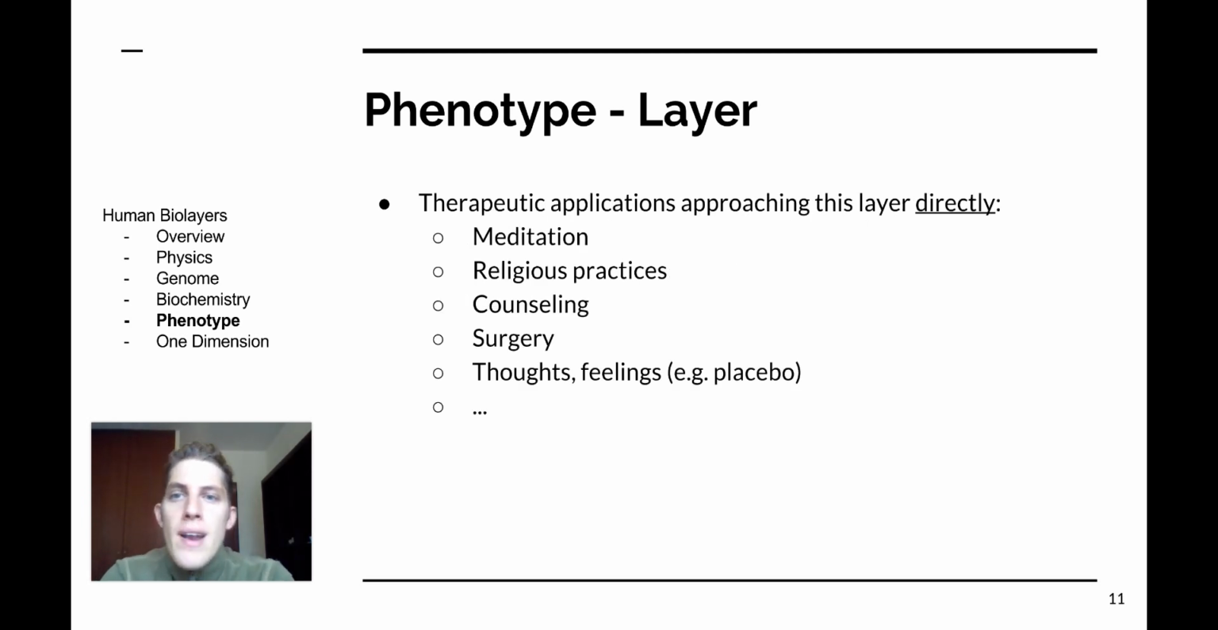Now, this is a more abstract layer, a little bit like the physics layer. Nonetheless, there are therapeutic approaches that we can use for this layer directly. We have meditation, we have religious practices, we have counseling, we have surgery, we have thoughts and feelings again. As you can see, several approaches come up in different layers. This is self-explanatory and natural if you think that these layers are all aspects of the same thing, our health. So it's difficult to determine which layer is affected more directly.